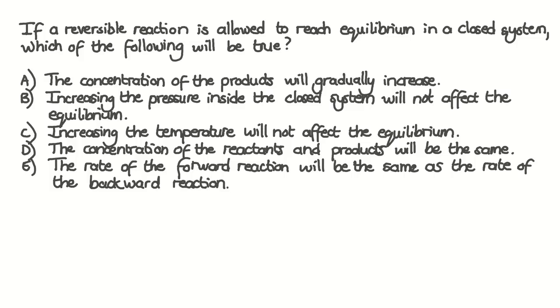If a reversible reaction is allowed to reach equilibrium in a closed system, which of the following will be true? A. The concentration of the products will gradually increase. B. Increasing the pressure inside the closed system will not affect equilibrium.